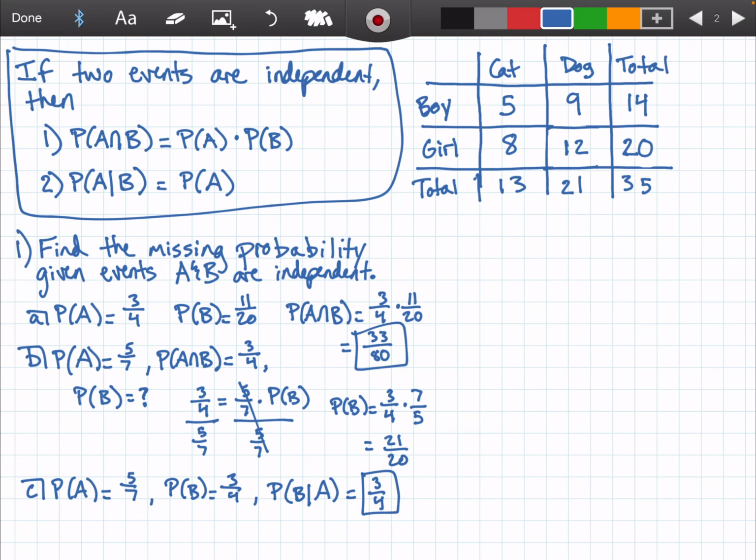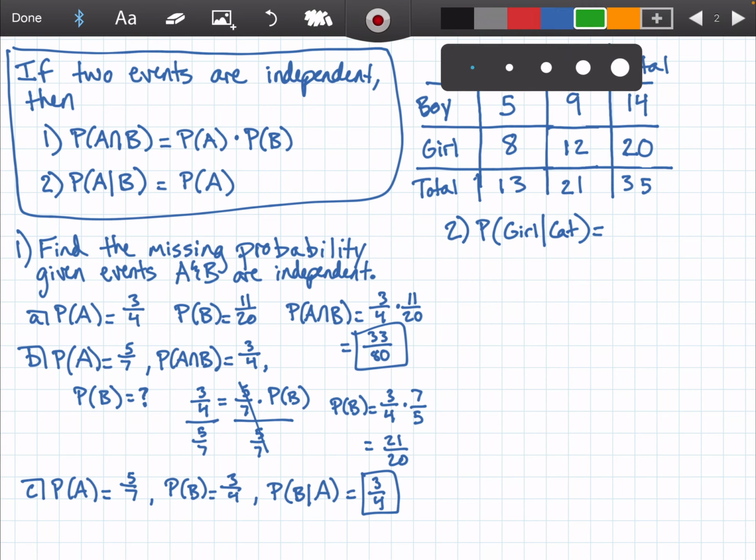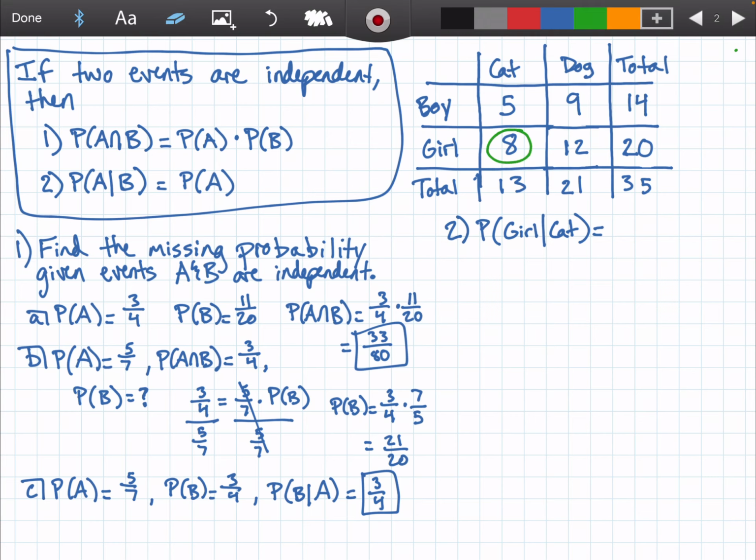Just a quick refresher here. I want the probability that someone is a girl given they prefer cats. Well, reminder from last time, if I'm looking at that given probability, that means I'm looking at how many of the cat people are girls? So it should be 8 out of 13.